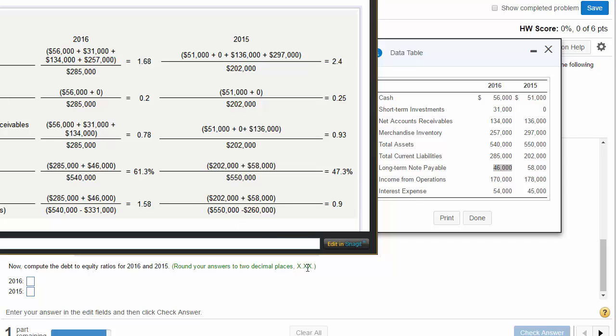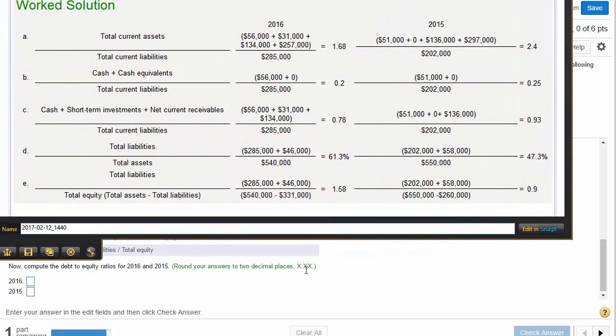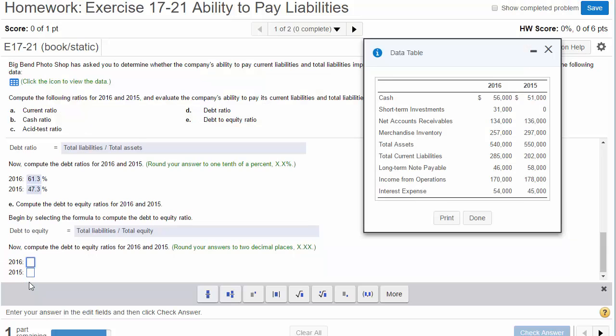1.58373, but they want us to round that to 2 decimals. So I moved it over so you can see the whole thing now. So that gives us 1.58.